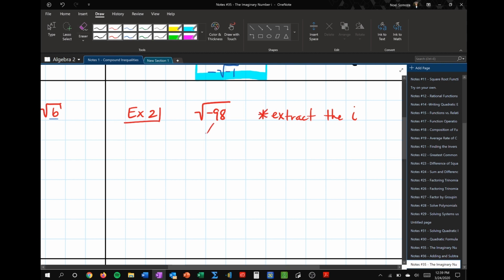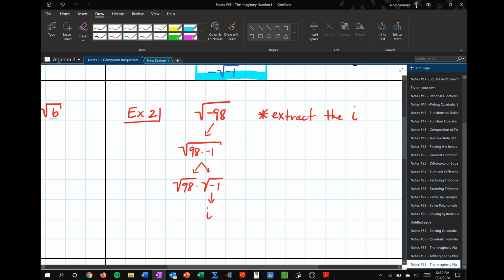First, we know that this represents the square root of 98 times -1. Because there's a product of two numbers inside that square root, we can then split this as the square root of 98 times the square root of -1. Let's do the easy part first, which is take the square root of -1 and convert this into i.